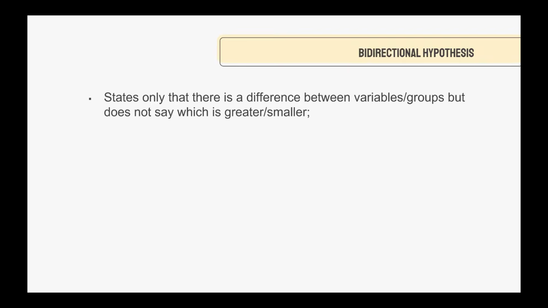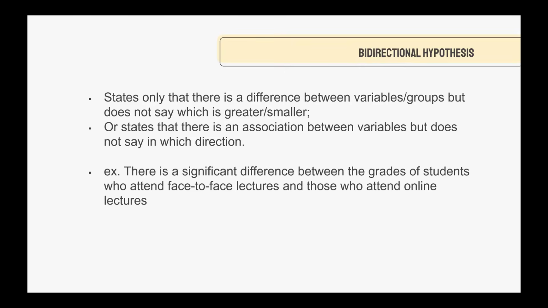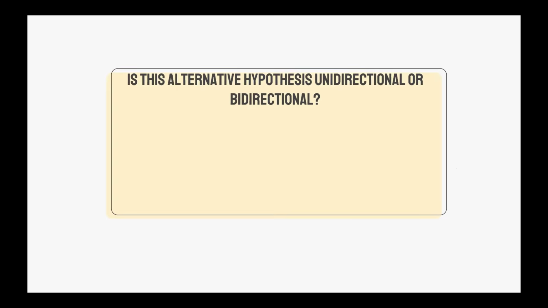For bidirectional hypothesis, it states only that there is a difference between variables or groups, but does not say which is greater or smaller. Or it states that there is an association between variables, but does not say in which direction. For example, there is a significant difference between the grades of students who attend face-to-face lectures and those who attend online lectures. So try to test yourself.